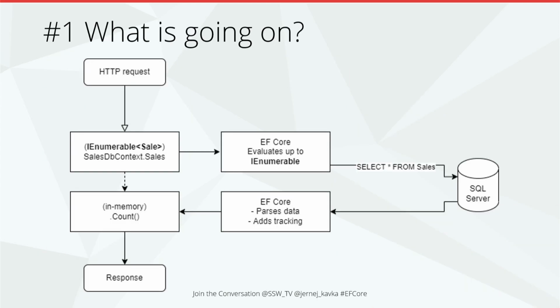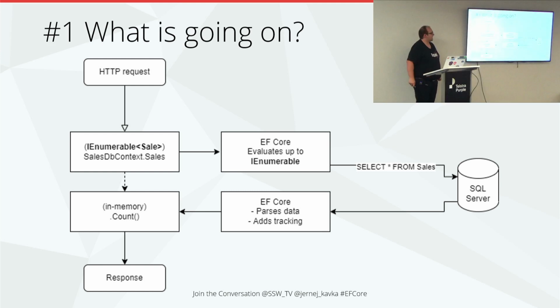Now, why does this happen? Well, here I have a diagram. So we start with an HTTP request. We have this salesdb context.sales, which is IQueryable, but we cast it to IEnumerable. So what happens next is that EF Core says, okay, you want to convert it to IEnumerable. I'll just evaluate everything up to that point, and then convert that into a SQL statement, which then goes into the database. So basically what it does is select stuff from sales.